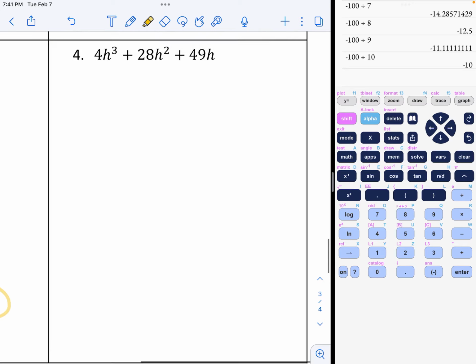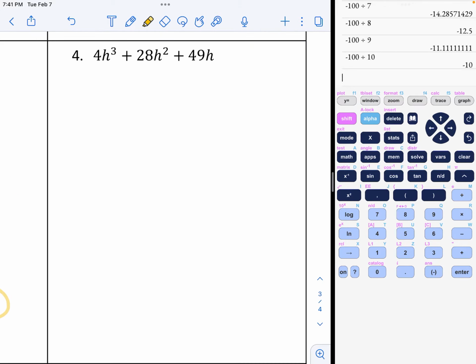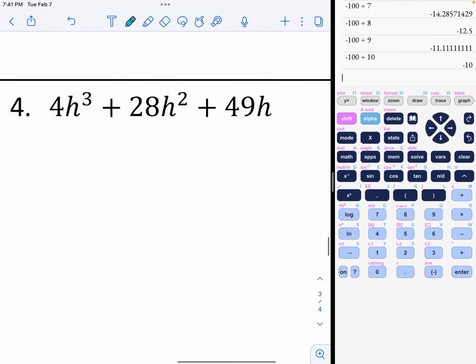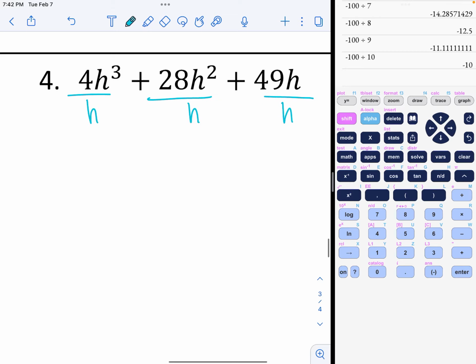Number 4. I'm looking at 4, and I know the only number I could try to divide by is 4 or 2. Unfortunately, I can't divide by 4 because of the 49, and I can't divide by the 2 because of the 49. However, they all do have an h. So my GCF is an h.